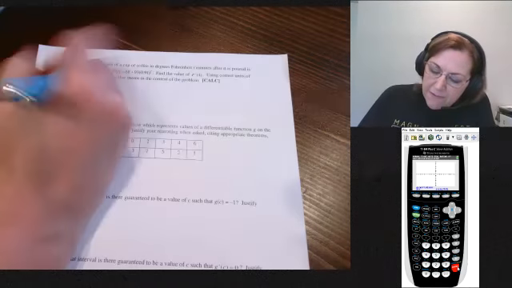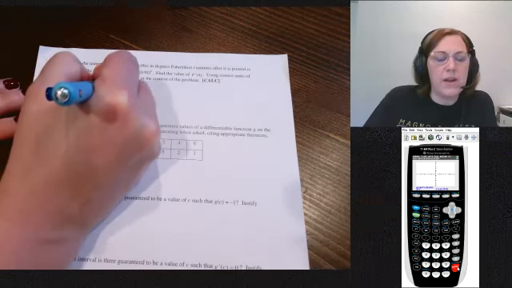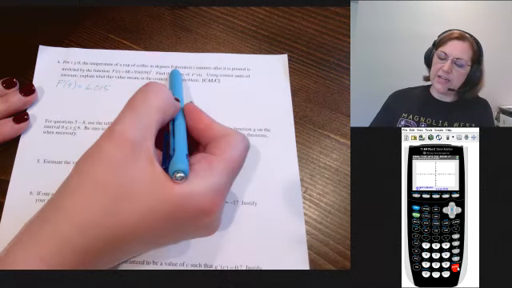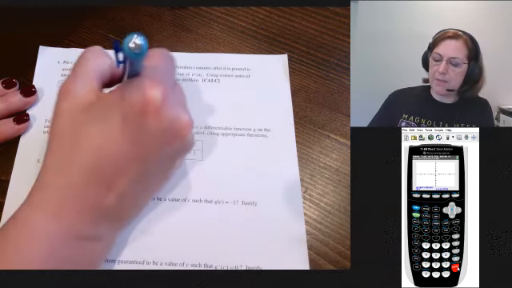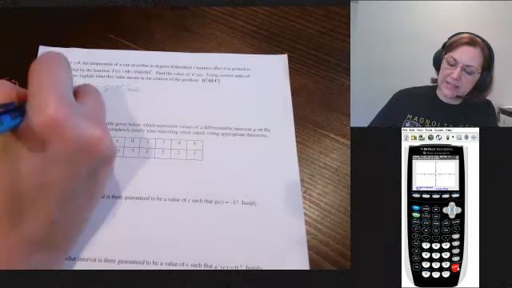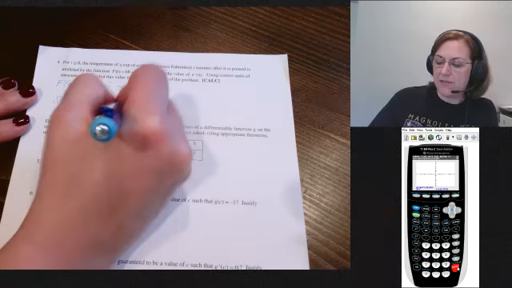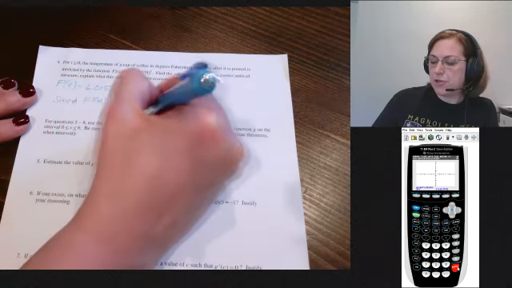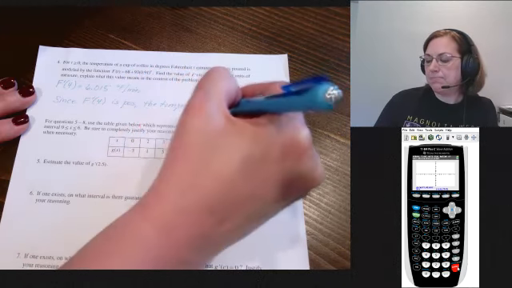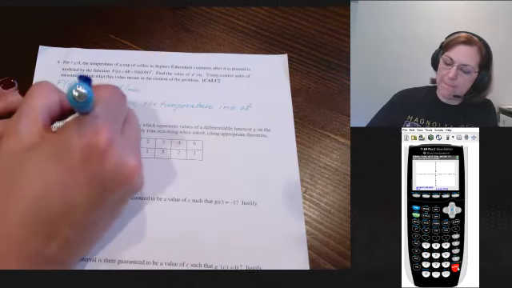And we get that f prime of 4 equals 6.015. It's a rate, so it's going to be the degrees per minute, degrees Fahrenheit per minute. So what does that mean in this problem? That means since f prime of 4 is positive, the temperature is increasing at t equals 4 minutes.